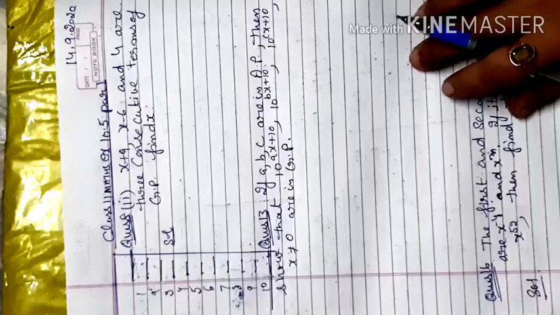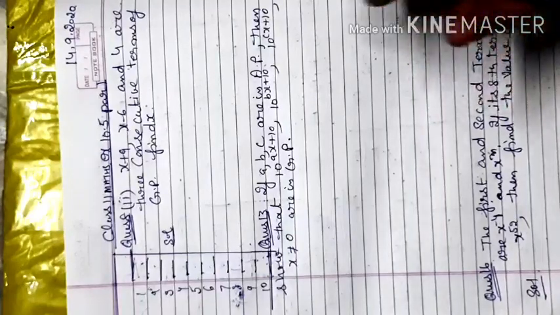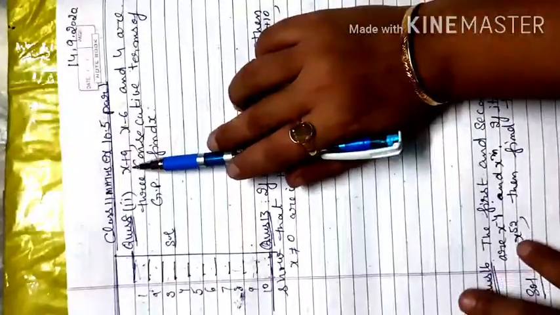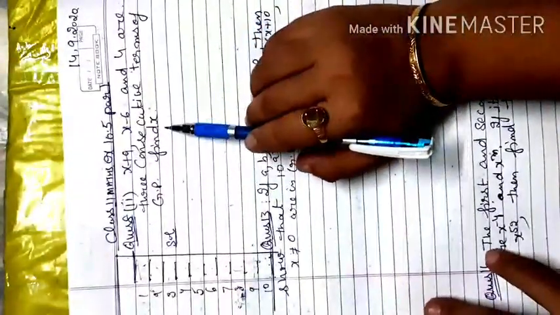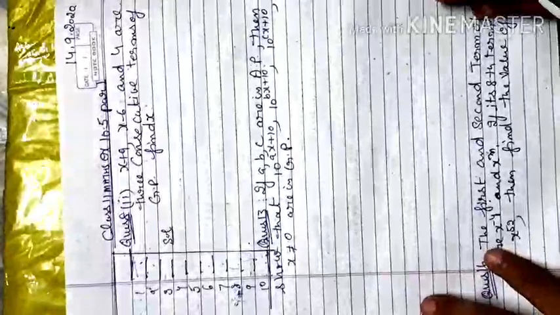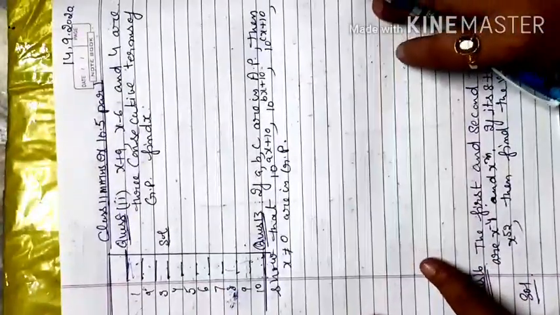So in our question number 8 second part, if I have 3 consecutive terms x plus 9, x minus 6 and 4 of a GP series, you have to find the x value in this.